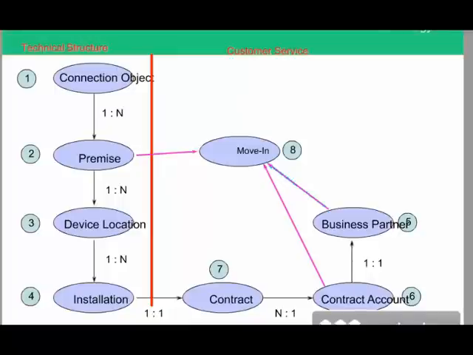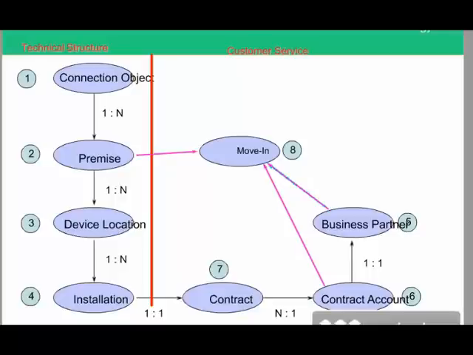This is the typical ERD, which depicts the cardinality as well. Connection object and premise are linked through one-to-many cardinality, so one connection object can have multiple premises. Similarly, one premise can have multiple device locations, and one device location can have multiple installations. Installation to contract is one-to-one, and multiple contracts can be clubbed into one contract account. There can be one contract account to one business partner, and then the business partner and contract account are moved in through the premise.